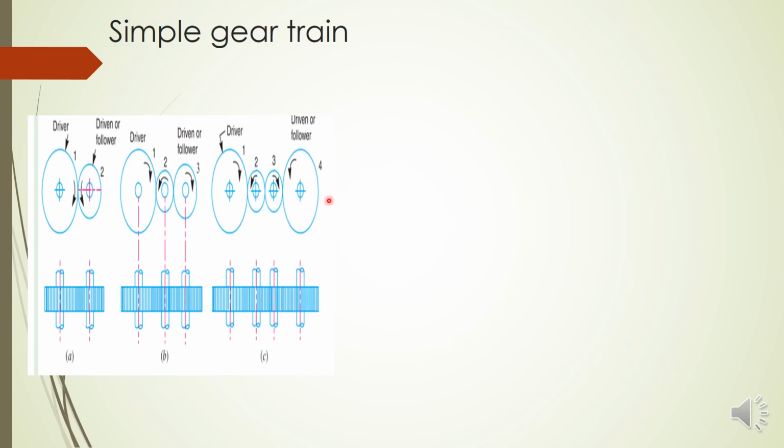So why is this called a simple gear train? Yes, in a simple gear train only one gear will be on one shaft. So you can see here this shaft consists of only one gear, this shaft consists of only one gear. So all these shafts will have only one gear. So that is the main idea of a simple gear train. There will be only one gear on one shaft.